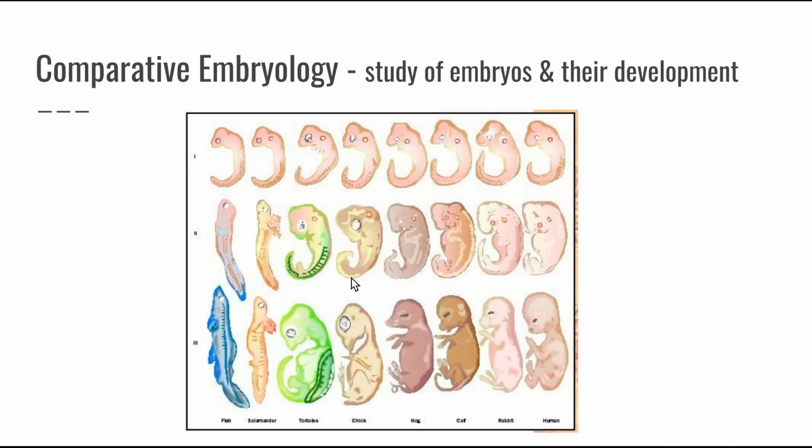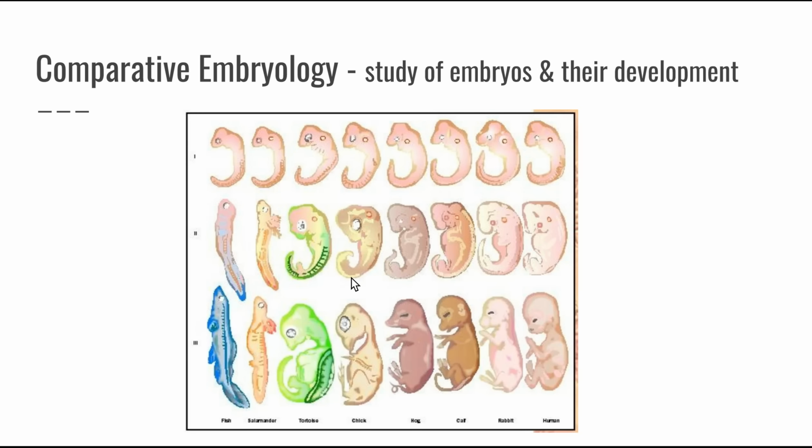So next we have comparative embryology. And embryology is the study of embryos and their development. So comparative embryology is the comparison of embryos of different species at early stages of development and provides support for the theory of evolution. Embryos of vertebrates, such as fish, amphibians, reptiles, birds, and mammals, have structures that appear to be gill slits and tails, which we can see in each one of these embryos that's on the screen.